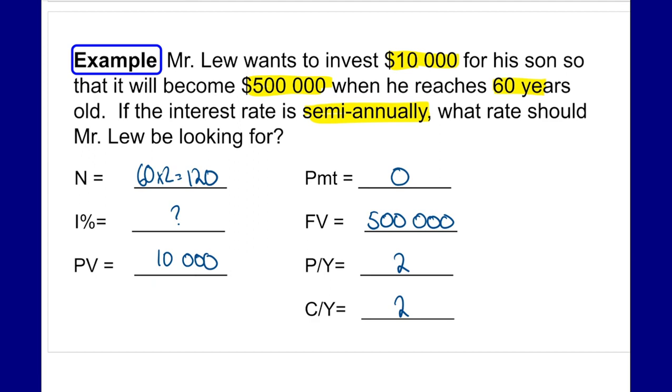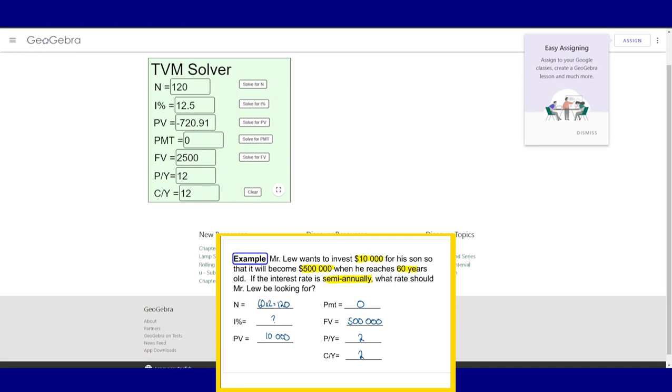Now we're going to go through and solve for I. So again, we can use the TVM solver. Same thing, just change our values. So 120 stays the same. I, we're looking for. PV is 10,000. PMT is 0. FV is 500,000. 2 and 2. And we click on solve for I. We're not getting a value. I think in this case, we do have to make sure that one is negative. It doesn't want to solve.